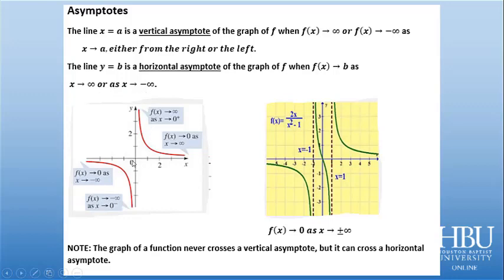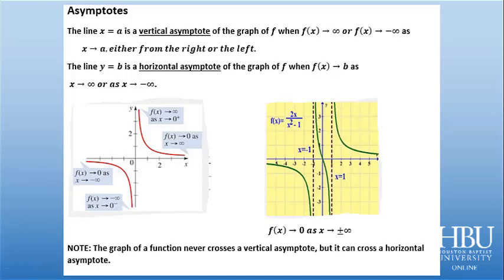In this graph on the left, the x-axis, whose equation would be y equals 0, is a horizontal asymptote of the graph. Notice that f of x is approaching 0 as x approaches infinity, and f of x is also approaching 0 as x approaches minus infinity. As another example, look at the graph on the right. This is the graph of f of x equals 2x over x squared minus 1.